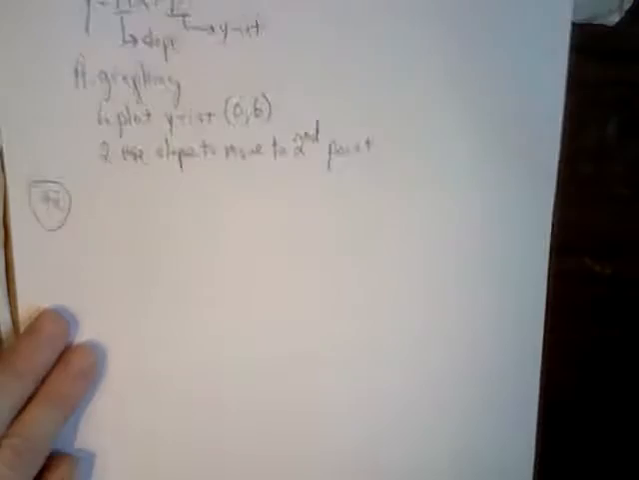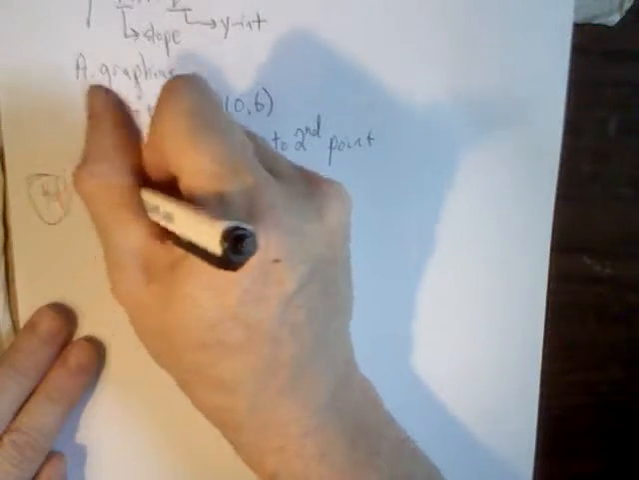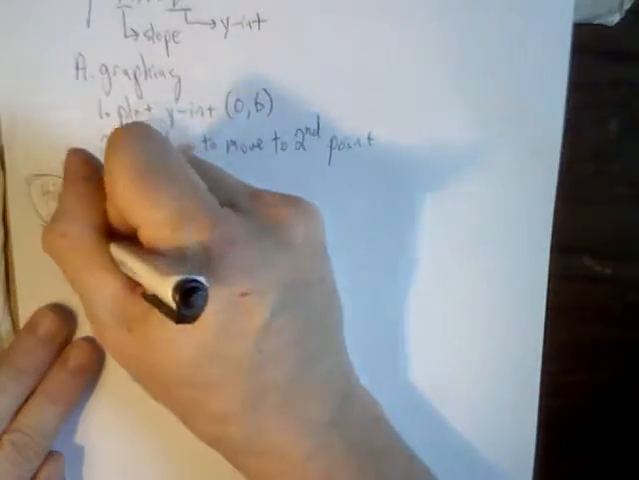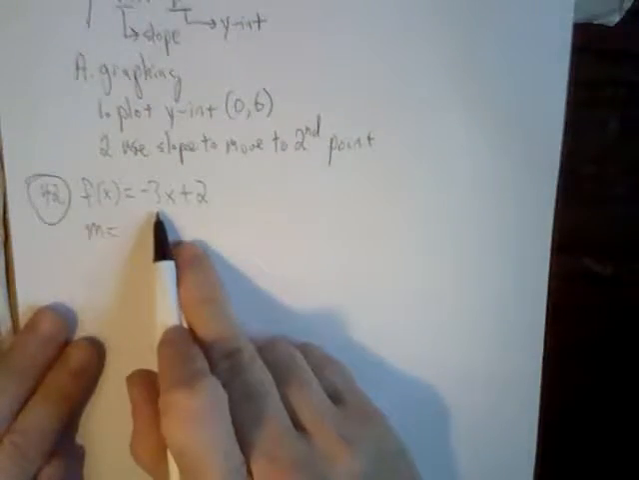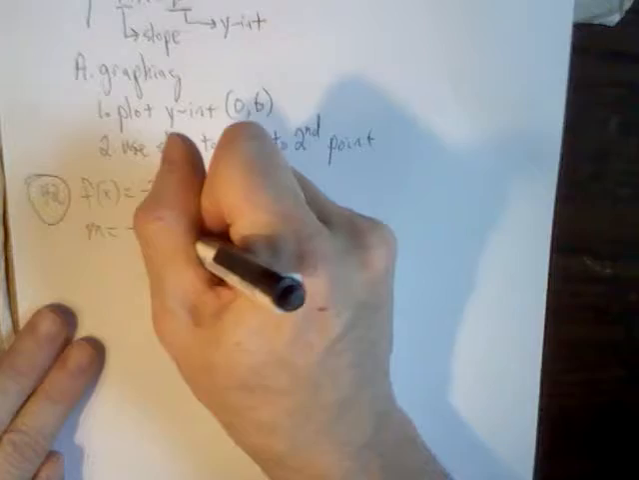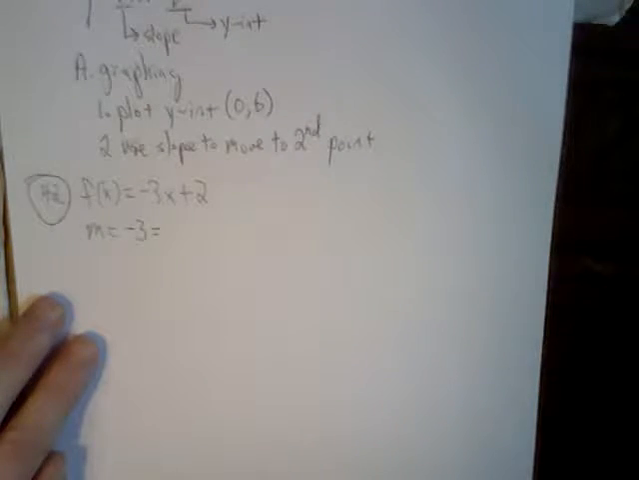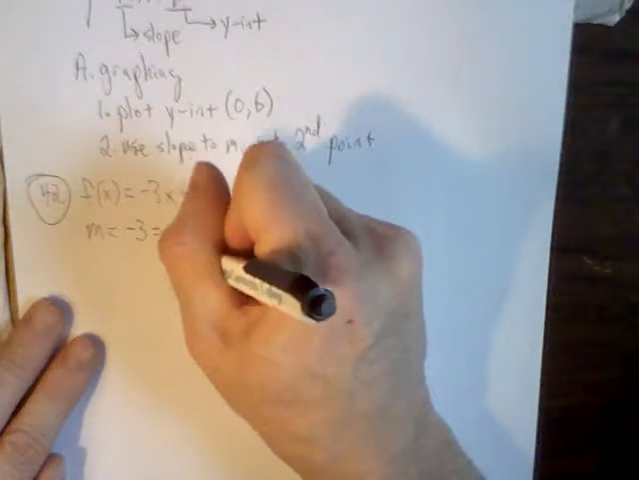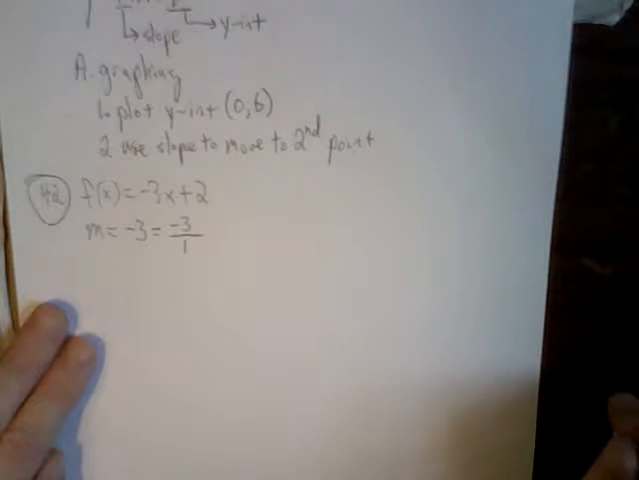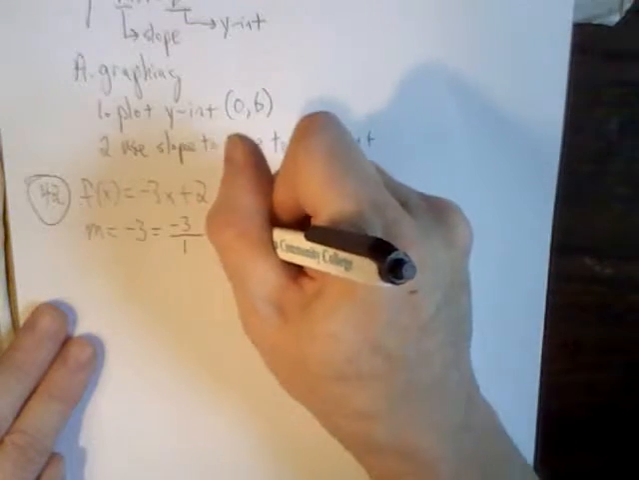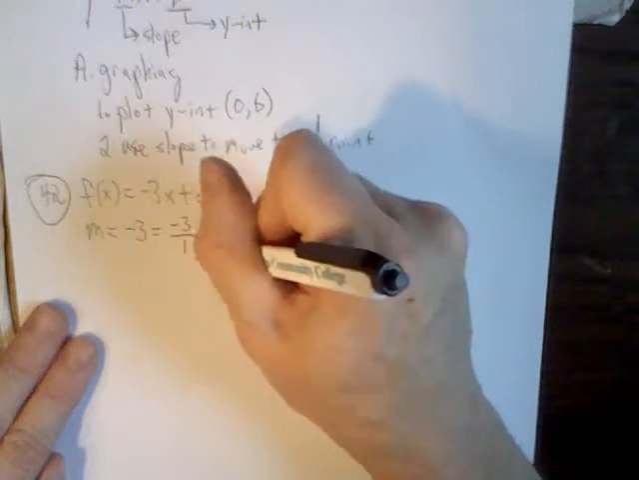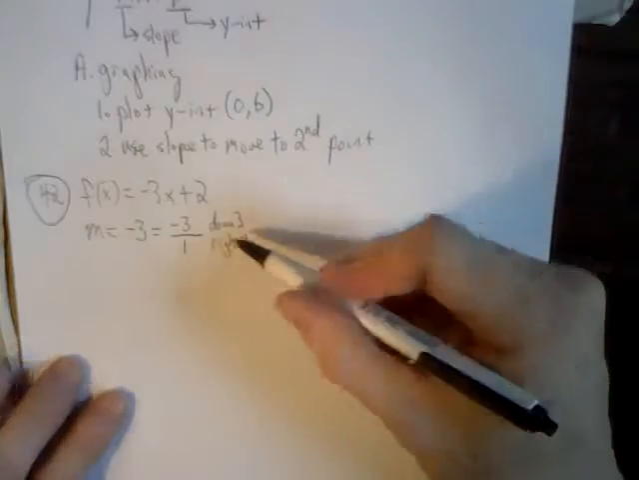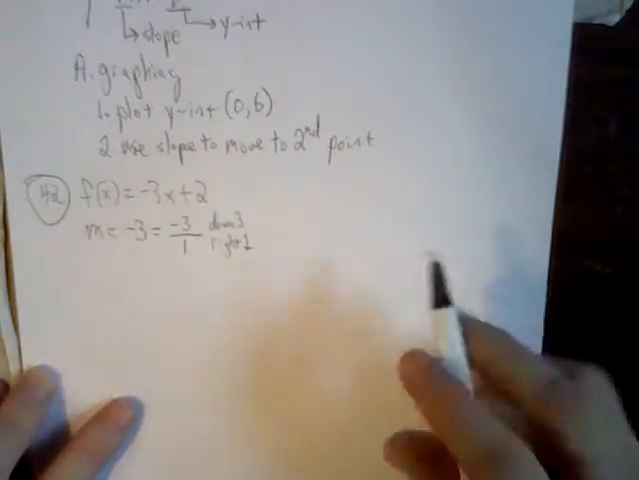We have 42 from the book. f of x equals negative 3x plus 2. The slope, again, whatever's in front of your x, in this case is negative 3. When we use it, we're going to think of it as a fraction. So I'm going to always put the negative in the numerator. Negative 3 is the same as negative 3 over 1. This means go down 3 and then right 1. So you're always moving to the right, but the numerator will tell you whether you're going up or down.